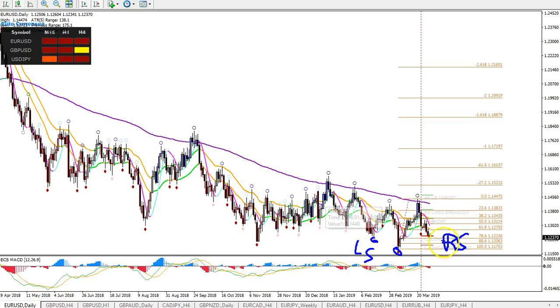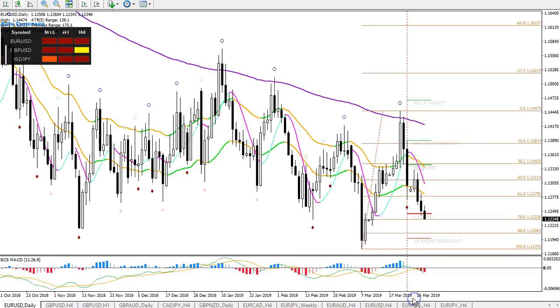Now, all of these reversal clues are just clues. Reversals are always dangerous, and there's never a guarantee that price will necessarily follow those reversal clues. That's why I'm waiting for candlestick patterns to emerge on the 4 hour chart. Of course, if you get that on the daily chart, that would also confirm it.